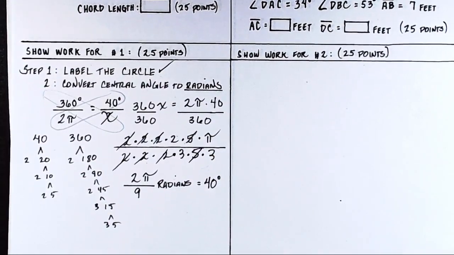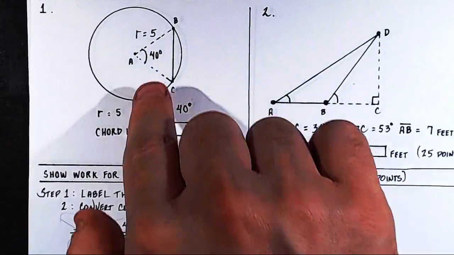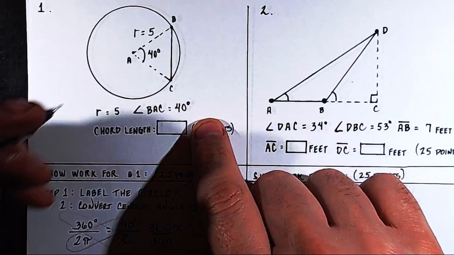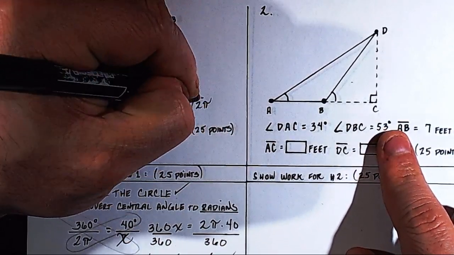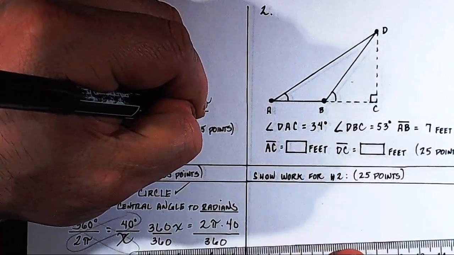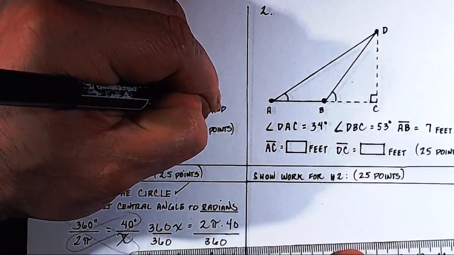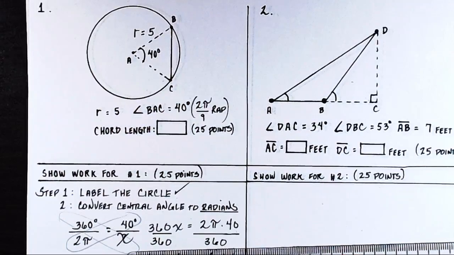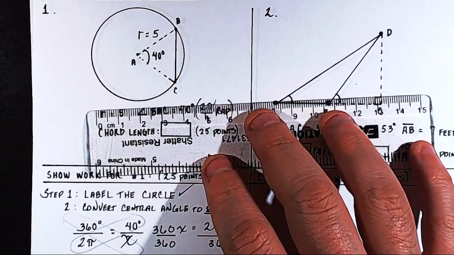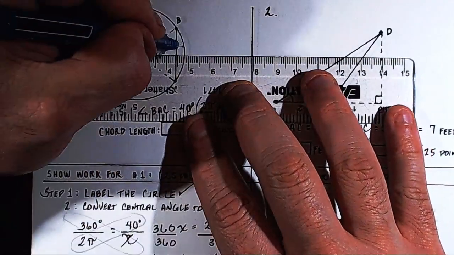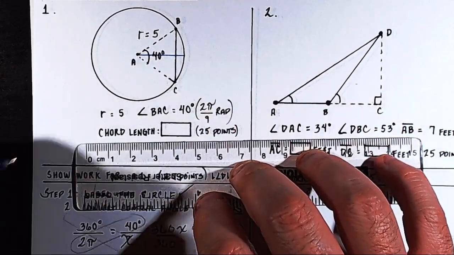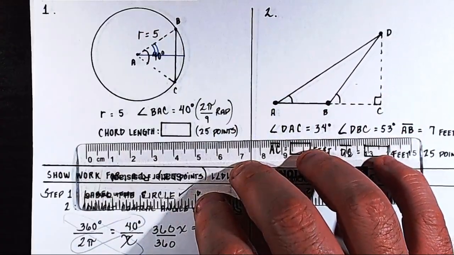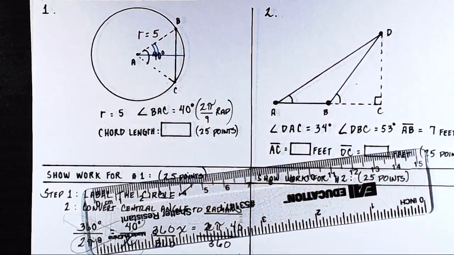All right? Okay, so this central angle is equal to, we'll just write it in here, 2 pi over 9 radians. You can abbreviate RAD. All right. Okay, now what? Well, remember the process. We are going to bisect the central angle, just like that. And now I'm going to take half the angle, so 40 divided by 2.